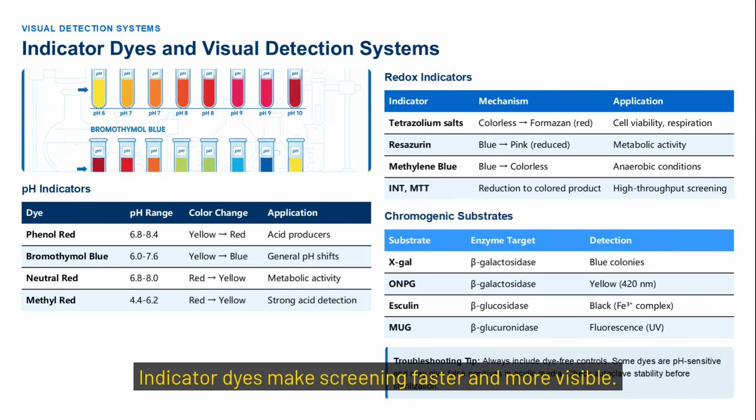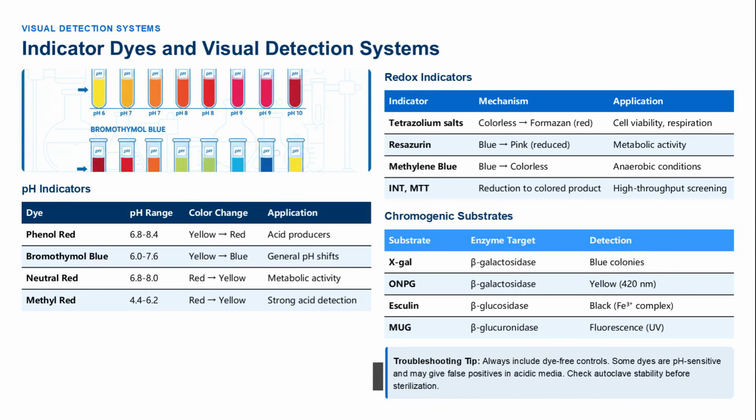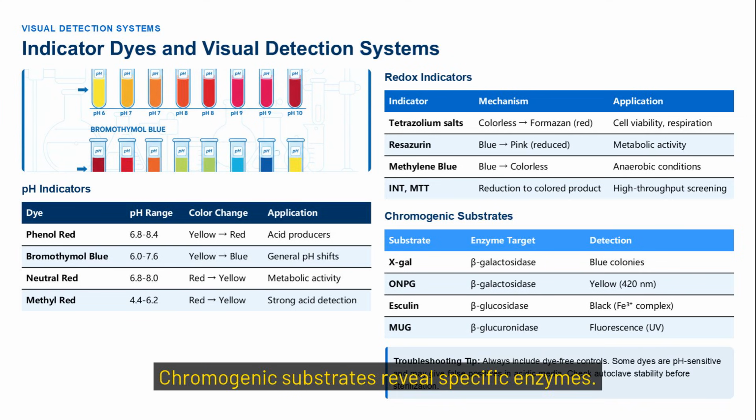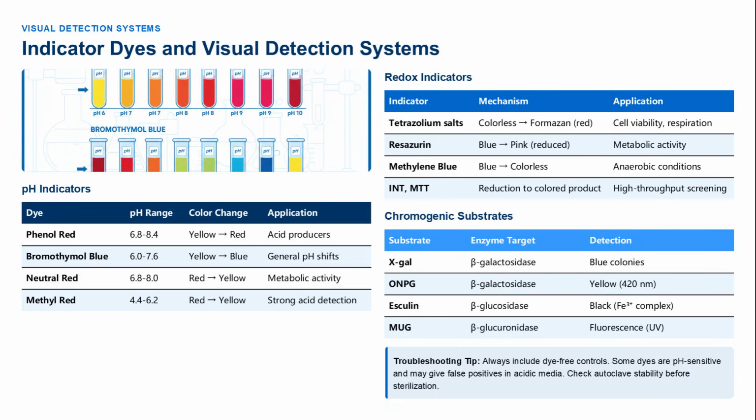Enrichment is a powerful strategy. Instead of screening randomly, we create selective conditions. For example, if we want cellulose degraders, we give cellulose as the only carbon source. After repeated transfers, target organisms dominate. Enrichment increases our success rate dramatically.